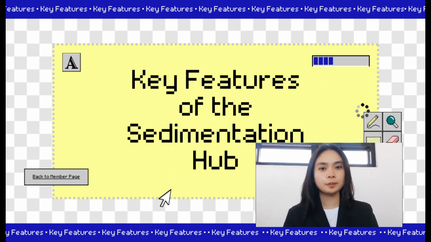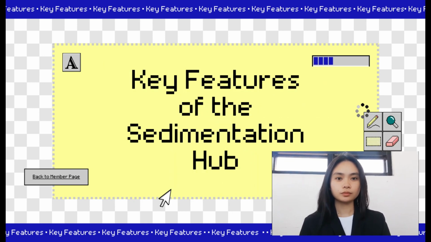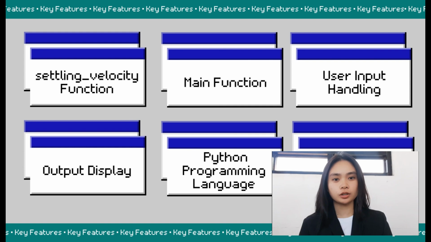Key features of the Sedimentation Hub. Settling velocity function: computes settling velocities based on input parameters such as particle diameter, water temperature, water density, particle density, and water viscosity. Main function: controls program execution, prompts users for input parameters, computes settling velocity, and displays results. User input handling: ensures validity and reliability of user input through iterative prompts and error checking mechanisms.